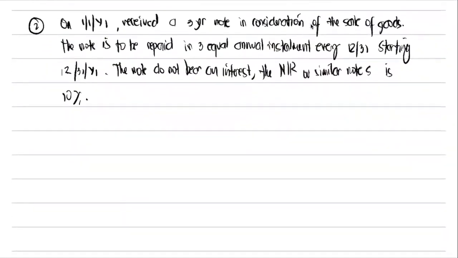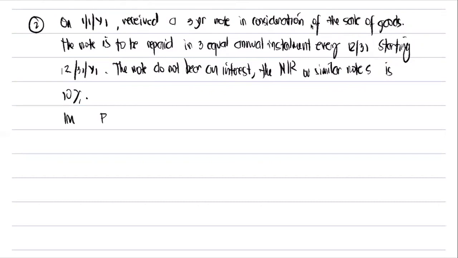Okay, so on January 1, year 1, receive a 3-year note in consideration of the sale of goods. The note is to be repaid in 3 equal annual installments every December 31, starting December 31, year 1. The note does not bear an interest. The market interest rate on similar notes is 10%. Okay, so non-interest bearing long-term notes still. So for the initial measurement, we just need to get the PV of the principal. Since now the principal is to be repaid in equal annual installments every end of the period, we should use present value of ordinary annuity.